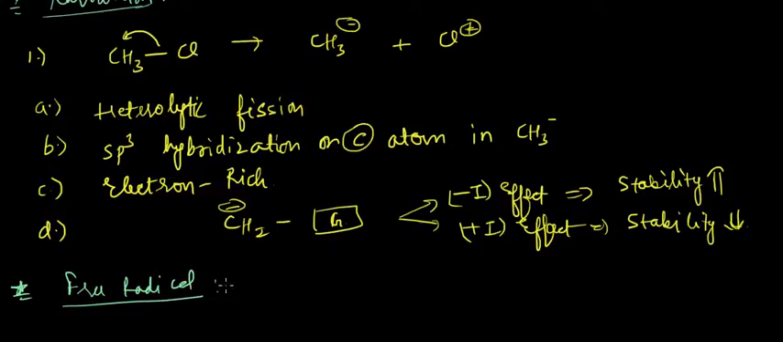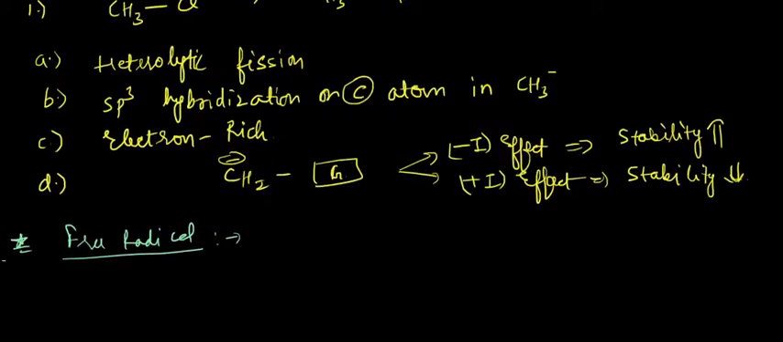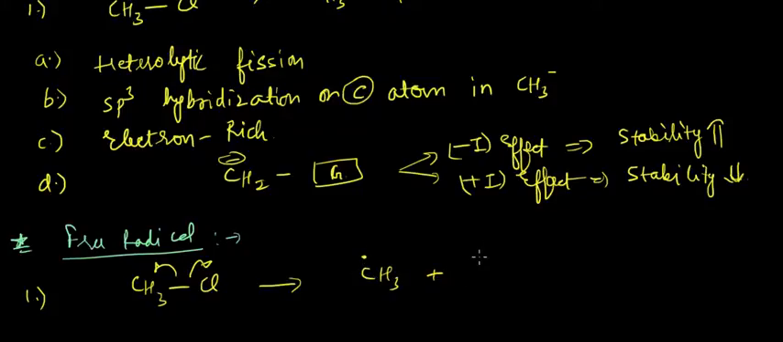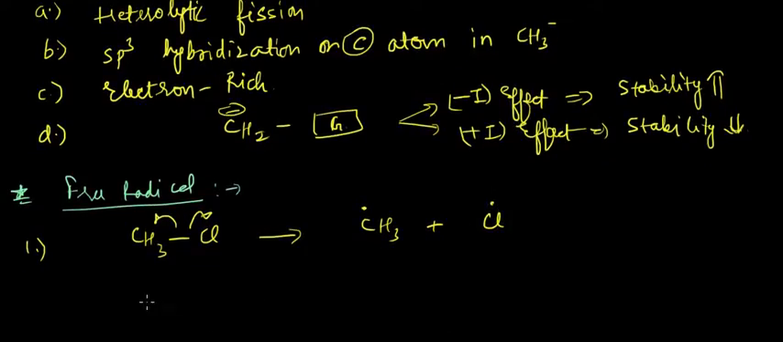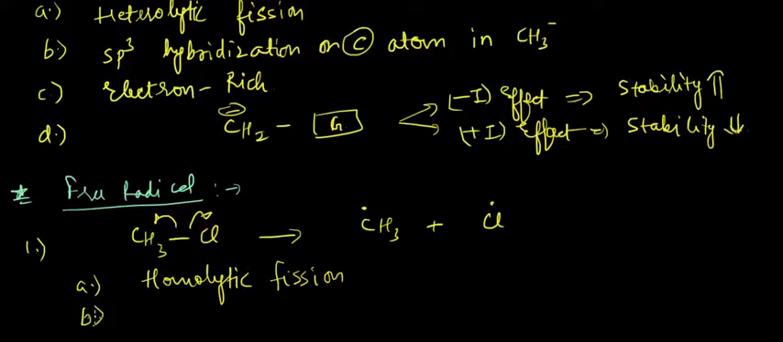Okay, so let's suppose we have a reaction of this sort in which we have CH3Cl and both the atoms take their electrons back into their orbitals, thereby breaking the bond between them. So we would have CH3 with one electron on the C atom and Cl with one electron on Cl. Okay, so this is an example of homolytic fission.